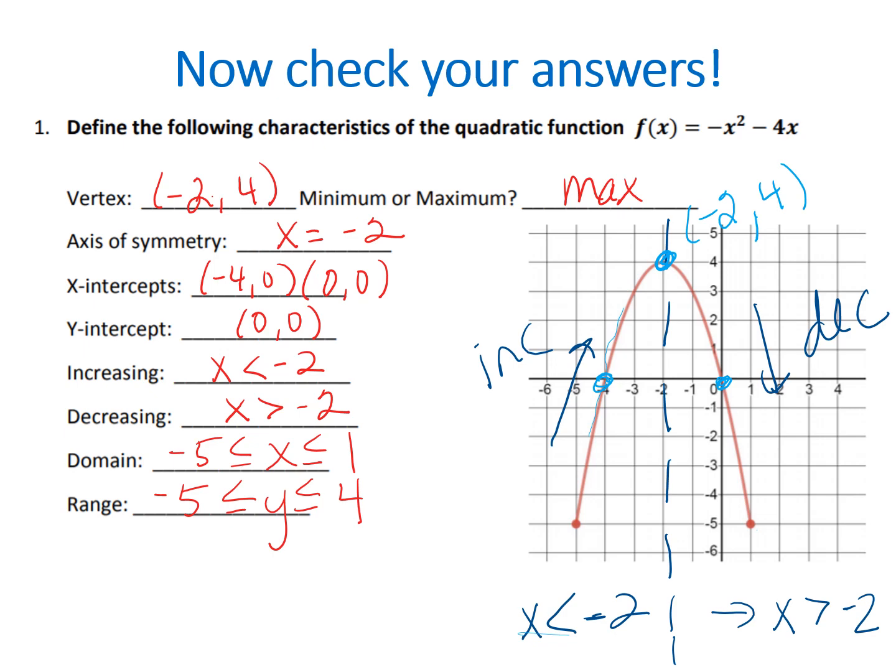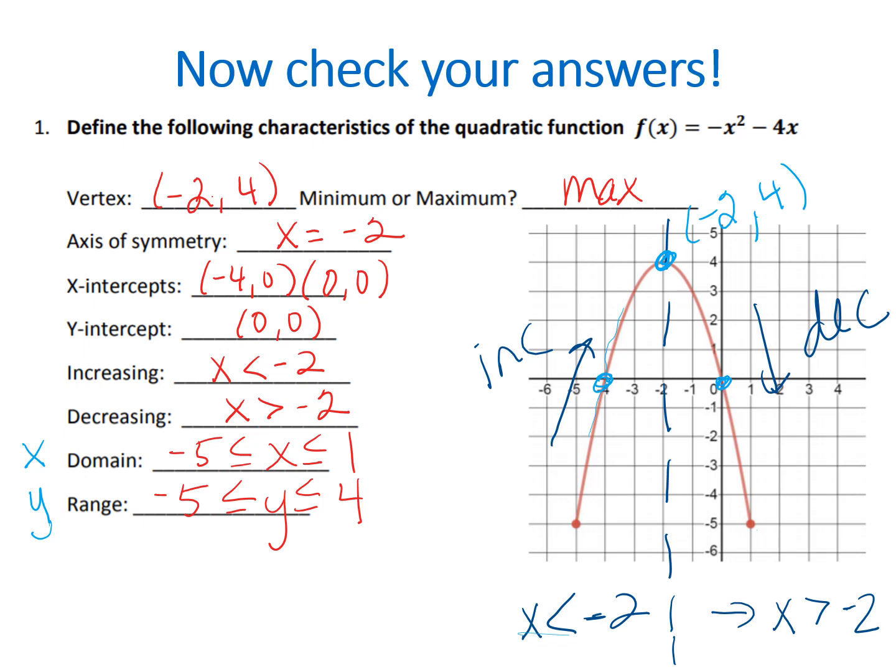For the domain, I actually messed this up the first time I went through it. If you notice, for this parabola there are dots instead of arrows, so we have stopping points. Again, we said our domain is our x's and our range is our y's. For the domain, we see how far left the graph goes, which is -5, and how far right the graph goes, which is 1. For range, we see how low the graph goes, which is -5, and how high the graph goes, which is 4. So looking along your x-axis and along your y-axis. Hopefully that makes a little bit more sense now.